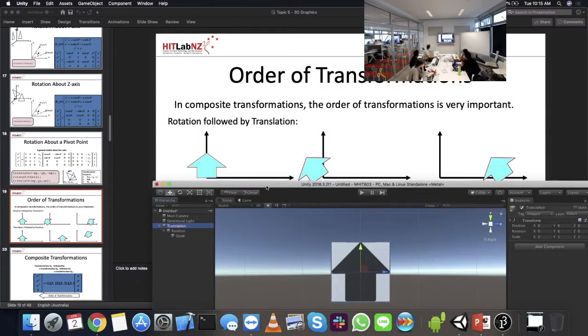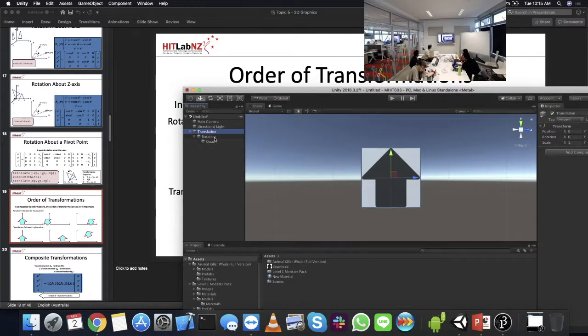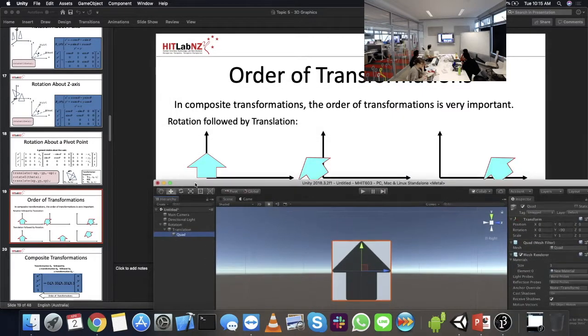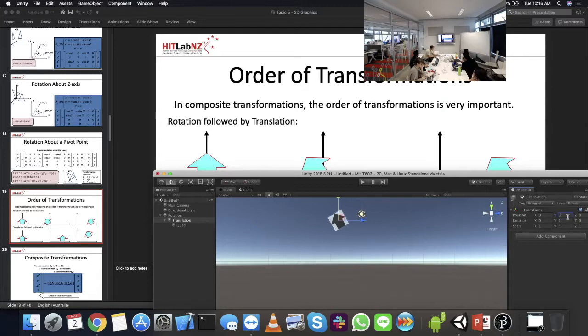So let's have a look. I used the examples before. Let's do it the other way around first. So we have a rotation followed by a translation. If I do a rotate first, let's rotate around X, 30 degrees in the X-axis, and then I'm going to do a translation of 3. Okay, so this one has done a rotation, then a translation, and then a quad.